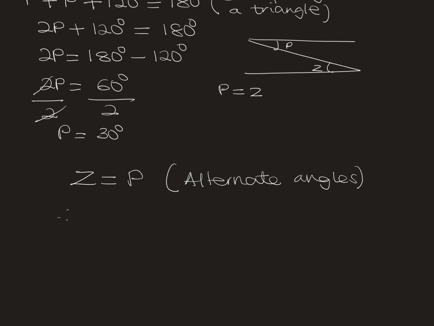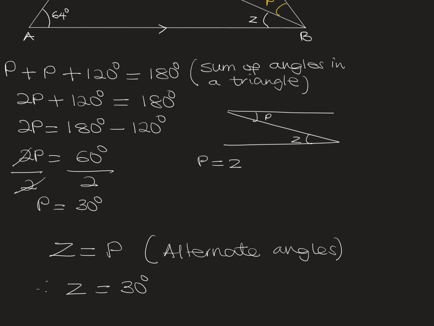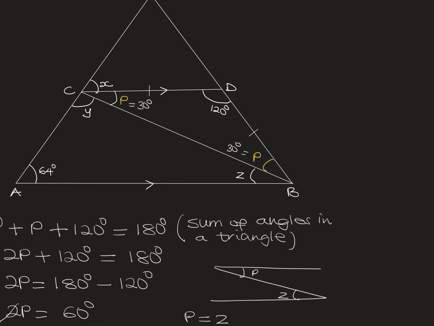So therefore, Z is equal to 30 degrees, okay? This Z is also equal to 30 degrees. Or you can also say this angle plus the whole of this angle, Z plus P, is equal to 180 degrees because they are co-interior angles. Then you'll be able to find Z in that attempt, okay?